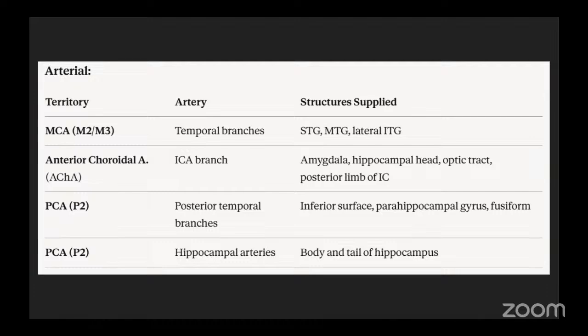Then we have the anterior choroidal artery, which is an ICA branch. It supplies all the mesial structures, the amygdala, the hippocampal head, the optic tract, the posterior limb of internal capsule. Then we have PCA. PCA supplies all of the inferior surface, the parahippocampal gyrus, and the fusiform gyrus. P2 also supplies the body and the tail of hippocampus. So if there is a PCA infarct, the patient might have the memory deficit if the temporal branches are involved via P2. Whereas if the MCA is involved, then the patient might have auditory neurological deficit.